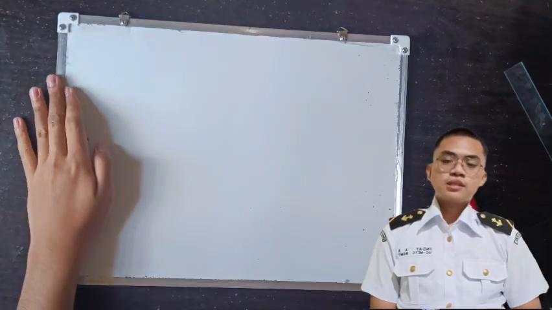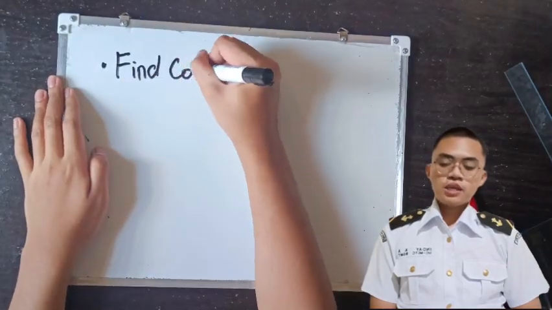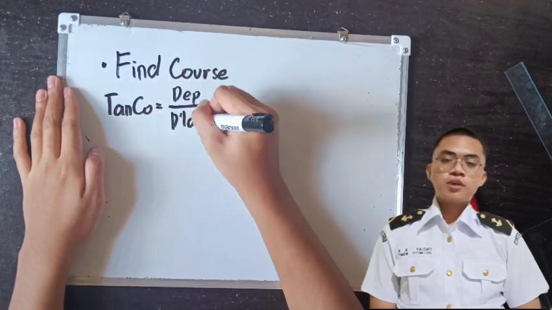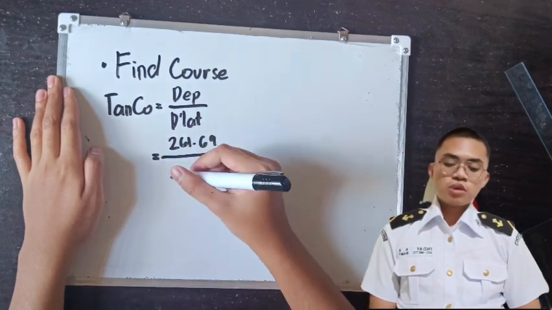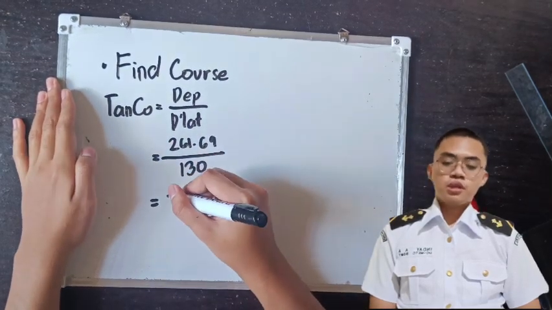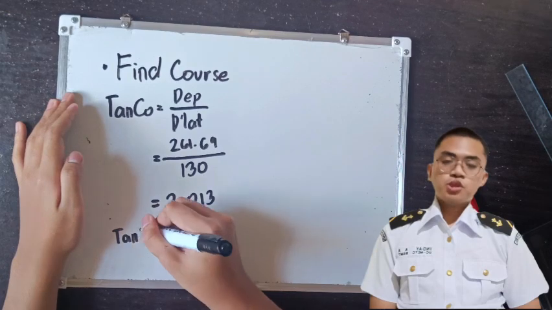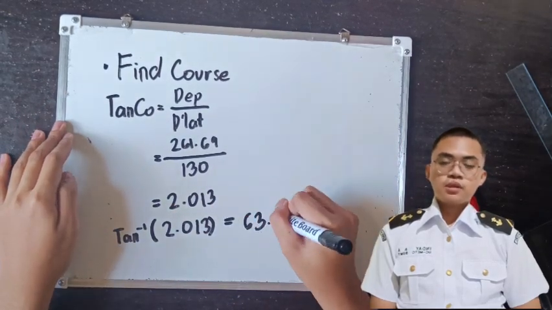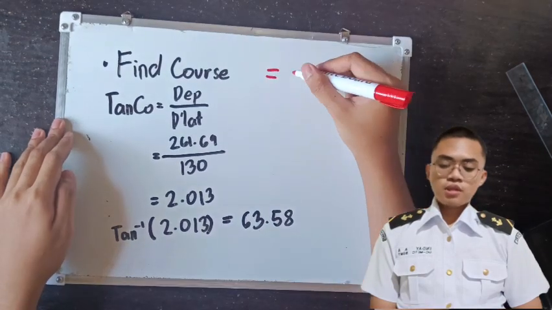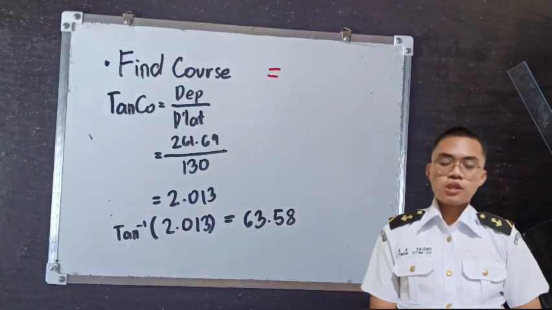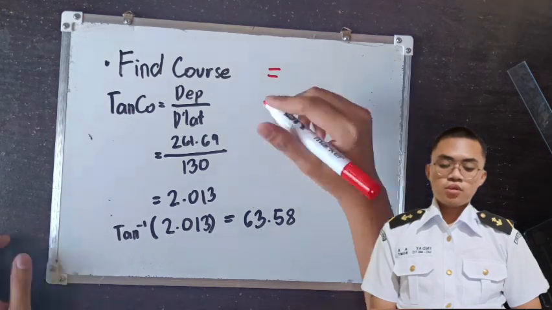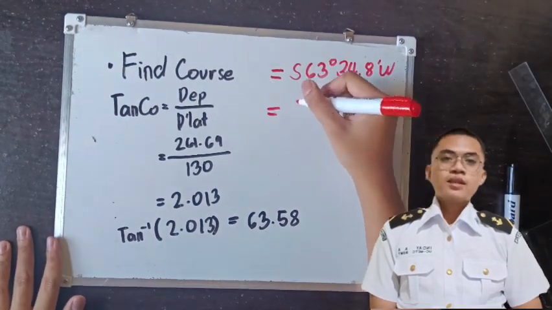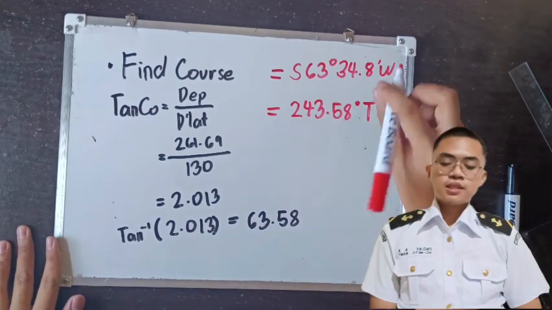The next is the course. By using tan course is equal to the departure over d-lat, substituting the variables, we have 261.69 over 130, which answers to 2.013. In a scientific calculator, we can use the shift tan function, which equals 63.58, or 243.58 degrees true.